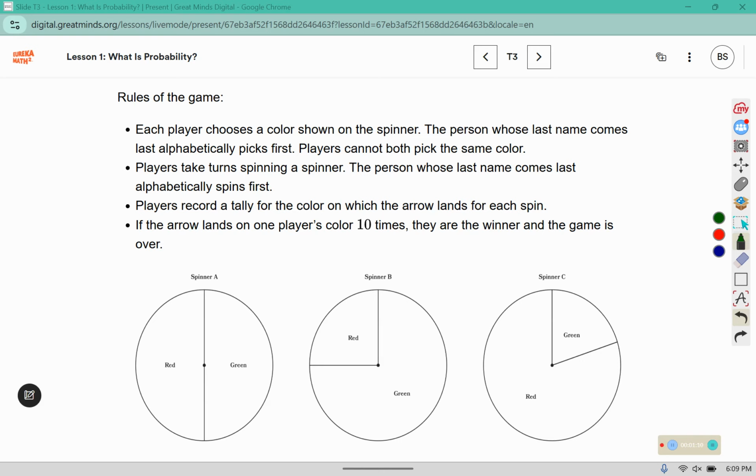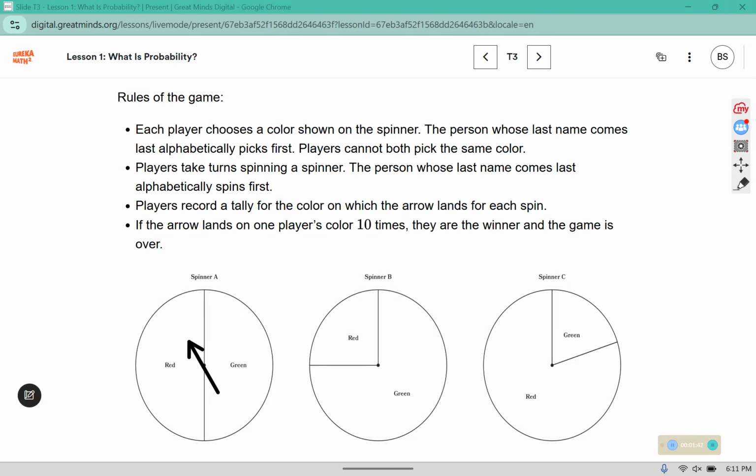Players cannot both pick the same color. So you and your partner have to have different colors. Players take turns spinning a spinner, and the person whose last name comes last alphabetically spins first. Players record a tally for the color on which the arrow lands for each spin. If the arrow lands on one player's color 10 times, they are the winner and the game is over.